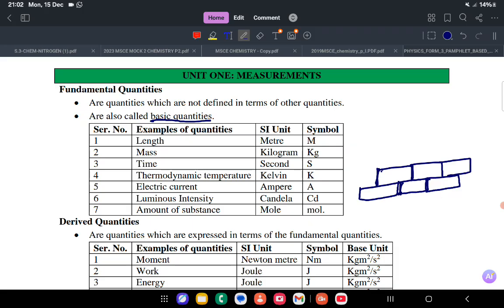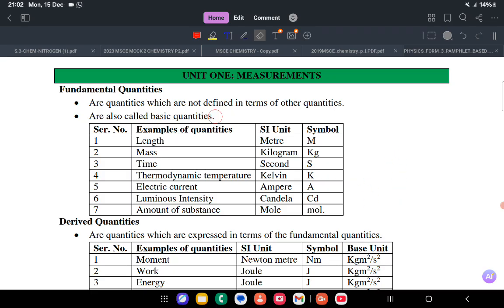All right, so each of the bricks is a fundamental part of the building. It's a fundamental part, because a building starts with a brick. It takes many bricks joined together using mortar to make a wall of a building. So basic quantities, therefore fundamental quantities, are the building blocks of all physical quantities.